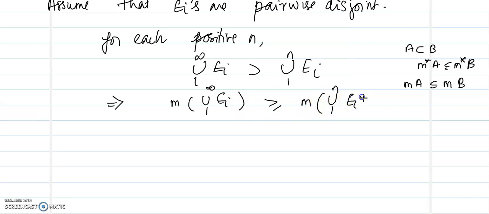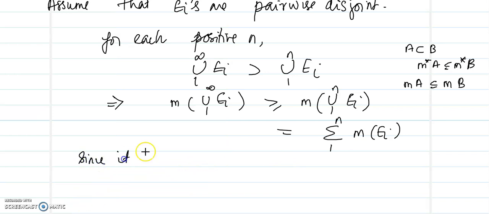to n E_i. Now this will be equal to summation 1 to n M of E_i. Now this will hold for any value of n, so this is true for all n. So the inequality will hold when n goes to infinity. So let us now take the limit as n tends to infinity. So that will give us the required answer.